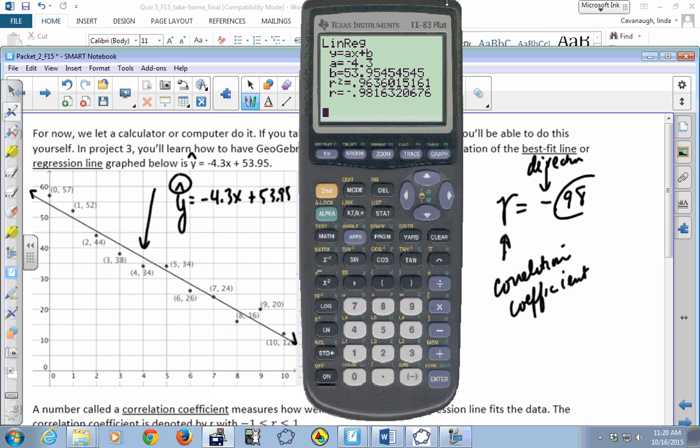But the fact that this is pretty darn close to 1 tells you it's a really, really strong fit. Okay, strong association. So remember, a correlation coefficient tells you the strength of the linear association between two variables, two quantitative variables.